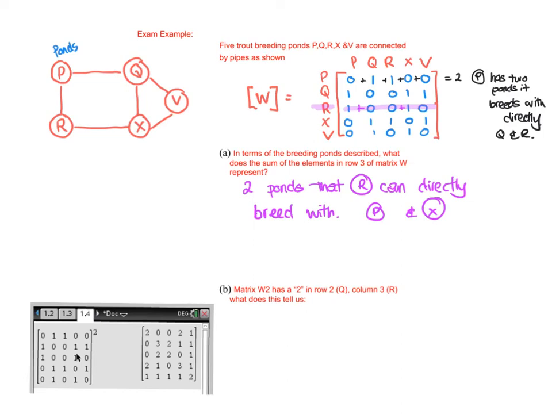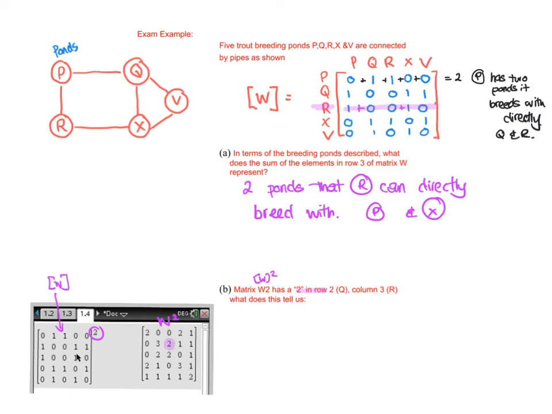Then they've asked you about W squared, which has a row. I've done it over here. If you look down here, this one was matrix W. I've popped it in the calculator and squared it, and this one has become W squared. Now, it says in row 2, column 3. So row 2, column 3.